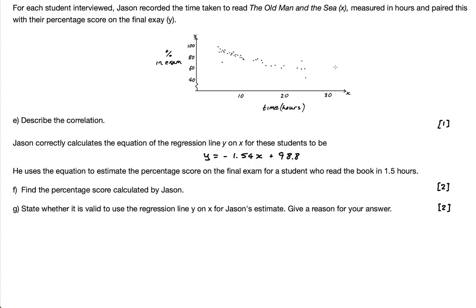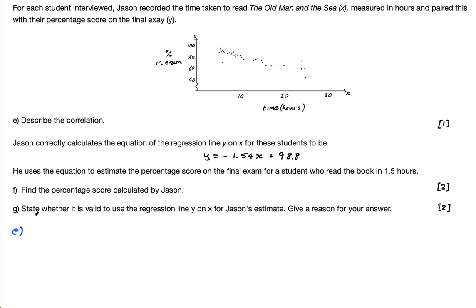Okay, so he's now put the data into a nice scatter graph. He's recorded the time taken to read The Old Man and the Sea, measured in hours, and paired this with the percentage score in the final exam, y. So this is the time, this is the percentage in the exam. Part E, describe the correlation. Now, there's only 1 mark going for this, guys.